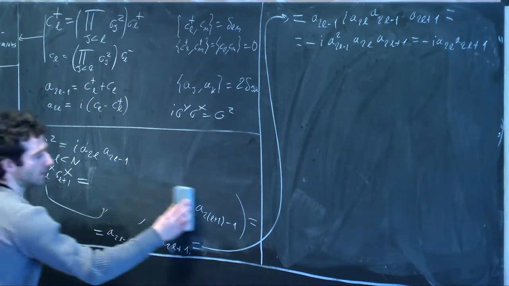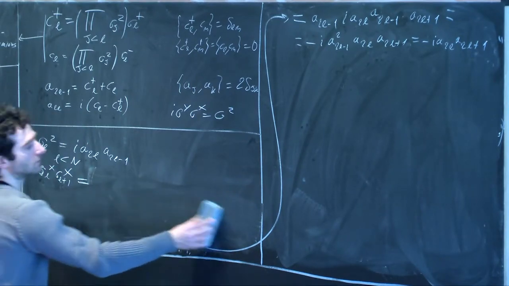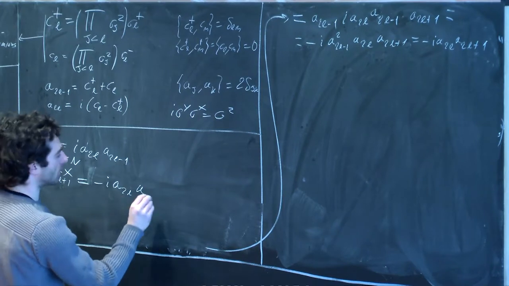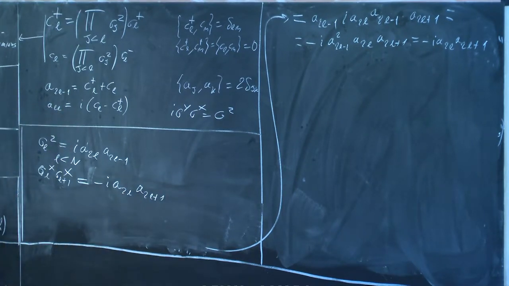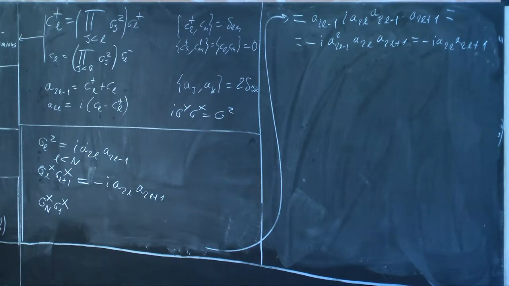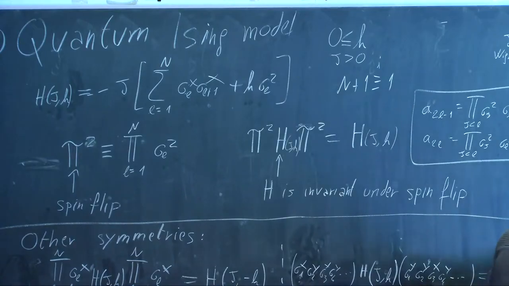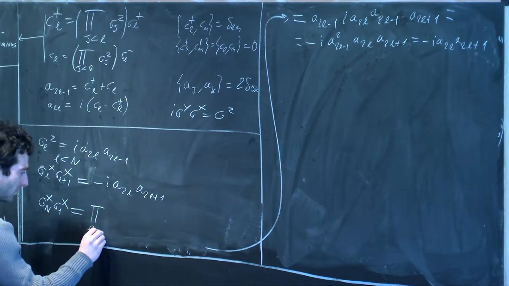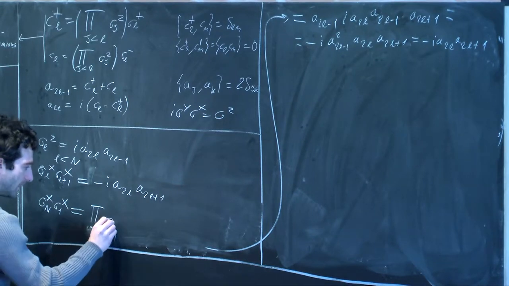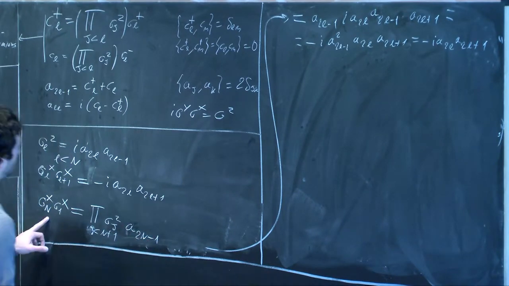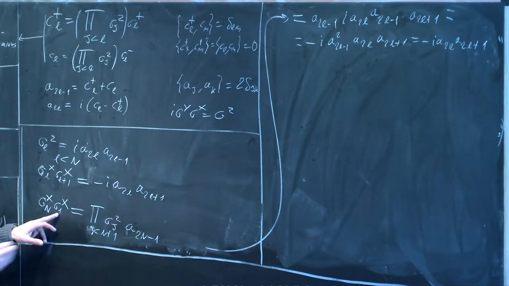Let's write just the result. We find that expression minus i A 2L, A 2L plus 1. Now the question is, what happens when you consider the term sigma N x, sigma 1 x, which is part of the Hamiltonian? Let's do the same. So sigma capital N x is equal to the product of the string of sigma z up to N minus 1, this is a product of sigma j z, and here, A 2N minus 1. Then you have sigma 1, which is simply given by A1. So this is what we have.